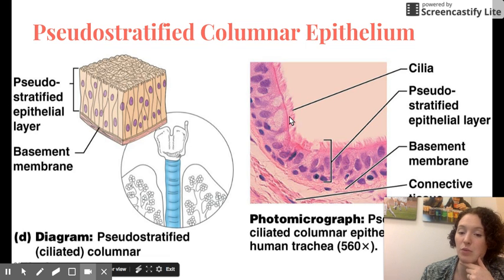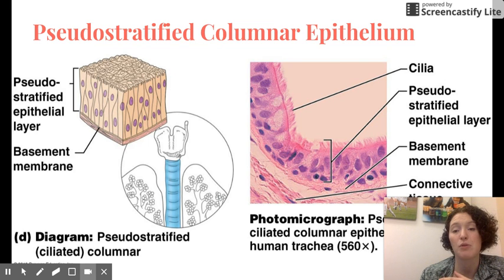A lot of times these will have cilia, those little projections. So this is, for example, ciliated pseudostratified columnar epithelium in a human trachea that's going to help move mucus through the trachea. Okay. Again, very similar to simple columnar epithelium with absorption and secretion.